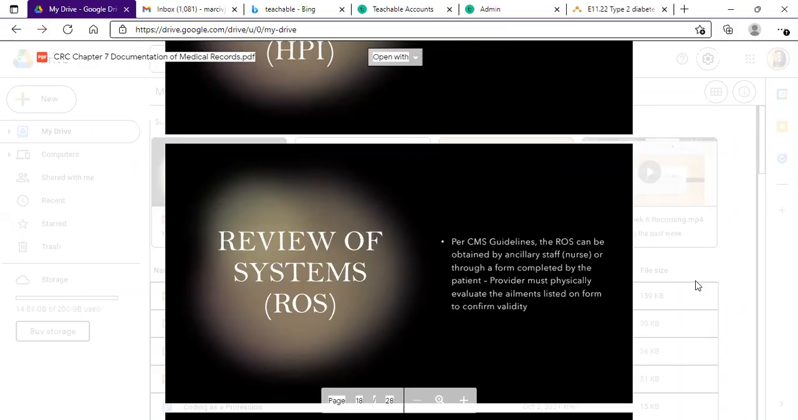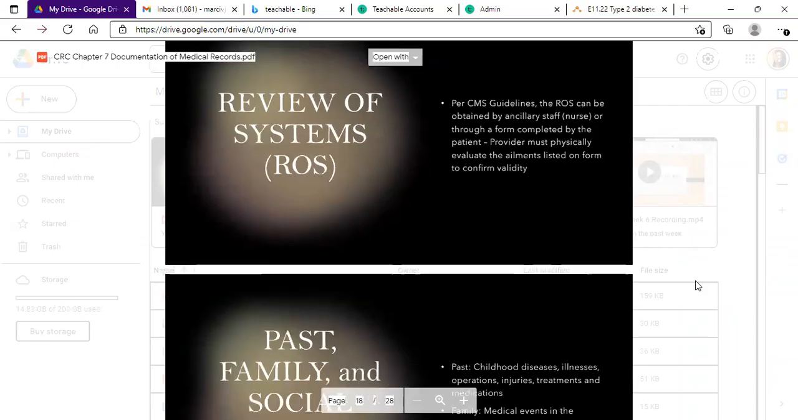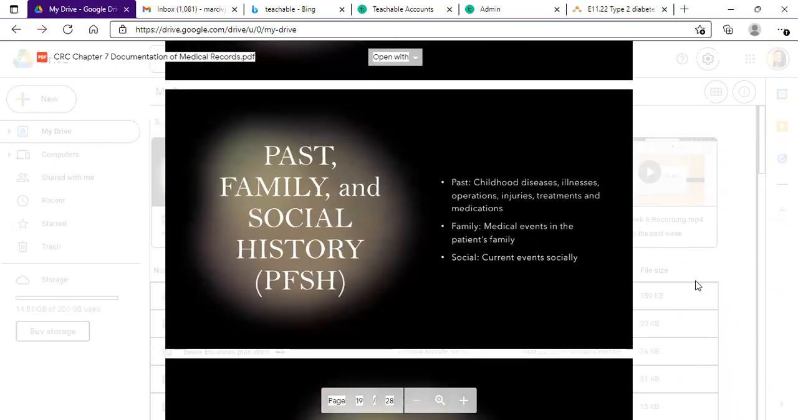So now keep in mind, the review of systems, and this is need to know, maybe on exam, it may ask you who can obtain information regarding the ROS, or the review of systems. And the answer could be ancillary staff or the patient. But you also must still remember that the provider has to verify the validity of the patient's ailment.